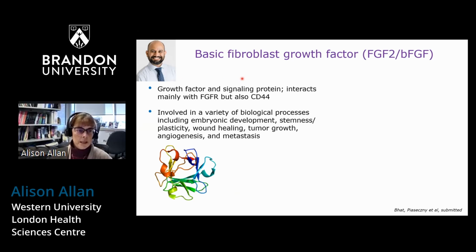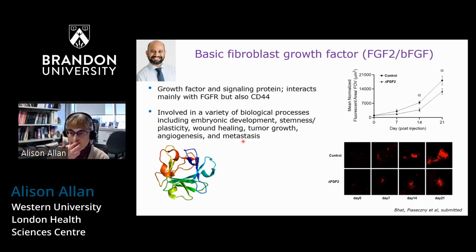And so FGF2 is a growth factor and a signaling protein. Its canonical receptor is fibroblast growth factor receptor, FGFR, but it also binds to CD44, and it's involved in a number of processes related to stem cells and cancer, including development, angiogenesis, and metastasis. And when we used the PUMA model to look at FGF2, we used a blocking antibody, which is the triangles, and we showed that if we blocked FGF2 in the PUMA model using a blocking antibody, that we could reduce the formation of these metastatic lesions.